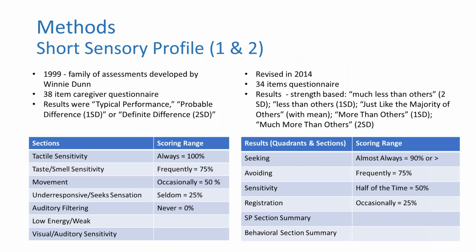The tool for our study was the Short Sensory Profile, the first version. I'm not sure if everybody has seen the old version, as there are some newer OTs here. It's a 38-item caregiver questionnaire, and results were typical performance, probable difference, or definite difference. Then there's the list: tactile sensitivity, taste and smell, movement, under-responsive/seeks sensation, auditory filtering, low energy/weak, and visual/auditory. And just as a reminder, when it was revised, that's what it looks like on your right-hand side. But for the purpose of our study, we just had results with the first one.